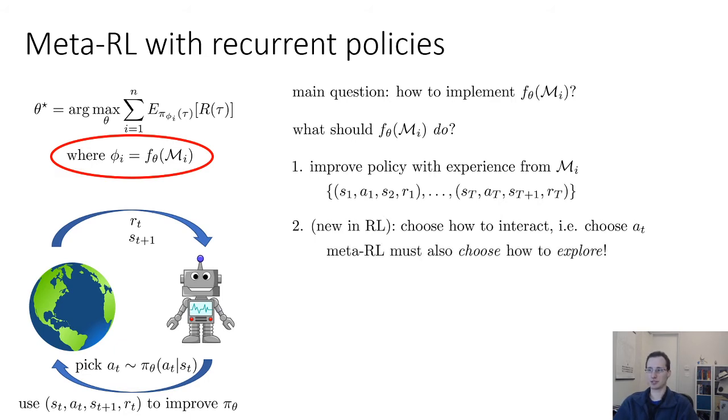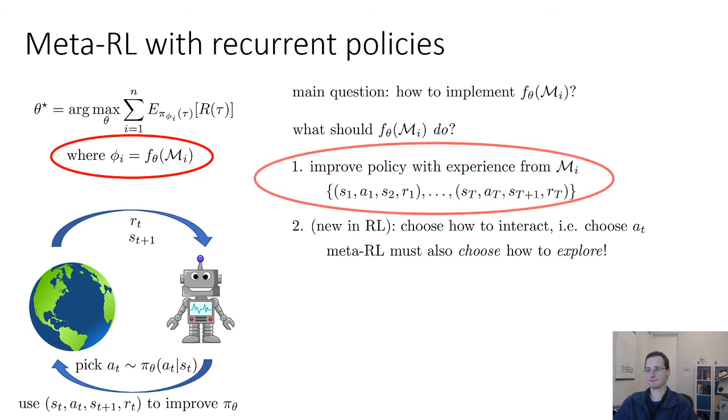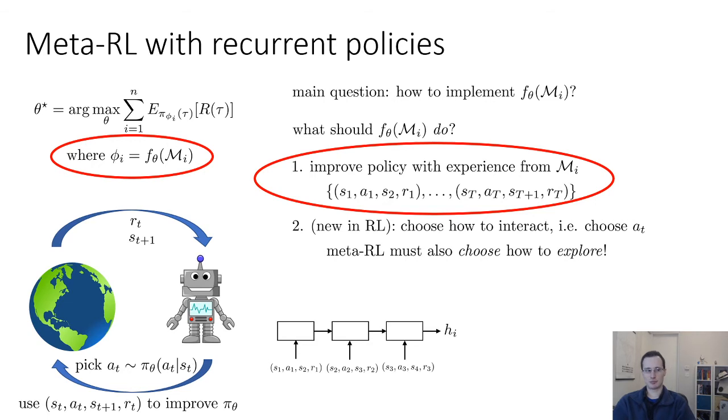So meta-RL basically has to also choose how to explore. So it has two jobs now, not just one. So let's talk about the first one. That one's a little simpler. And we're going to basically adapt the black box meta-learner that we had before. Let's say for now it's just an LSTM.